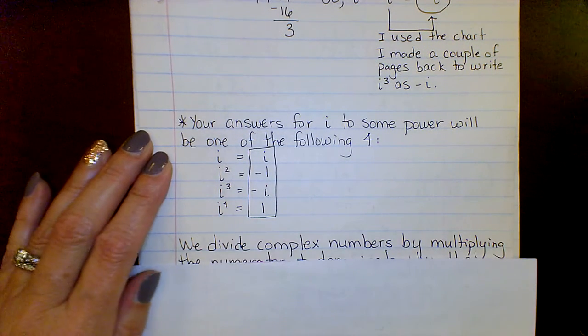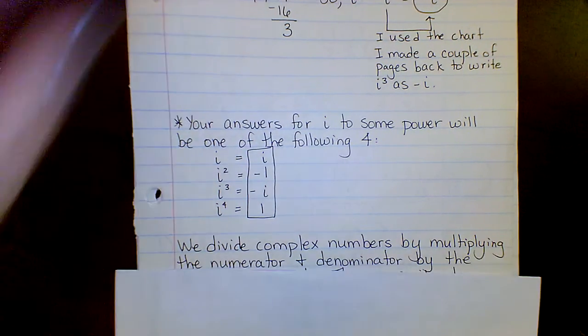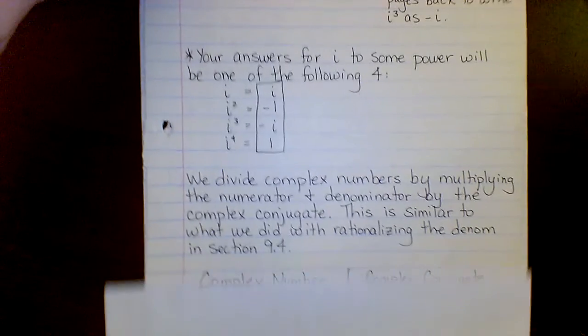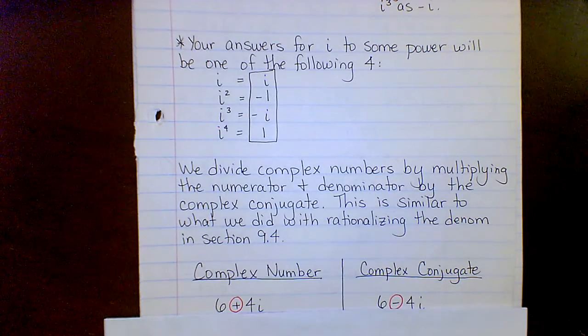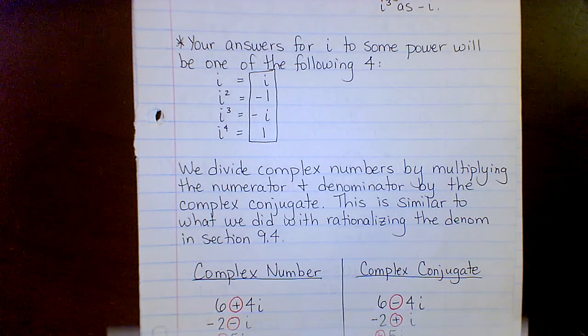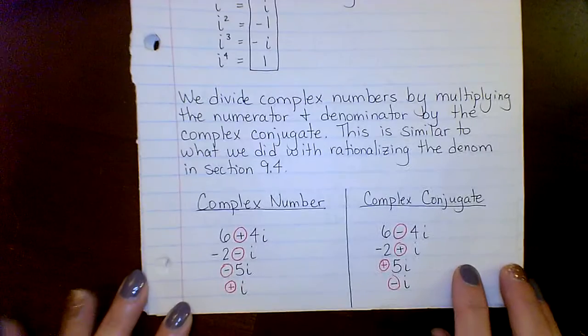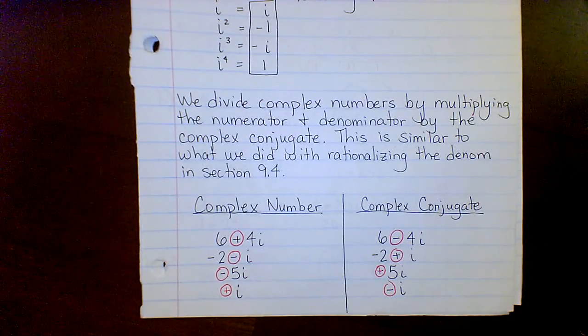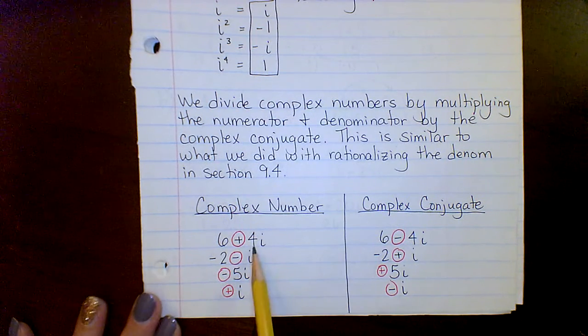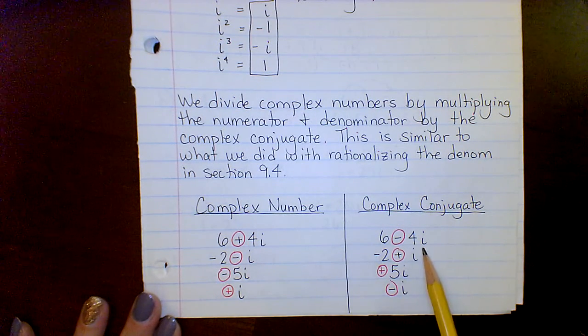Okay, last up is division. We divide complex numbers by multiplying the numerator and the denominator by the complex conjugate. This is similar to what we did when we rationalized denominators back in section 9.4. The conjugate changes the sign on the imaginary part. So we have this complex number, and then we have the conjugate. Notice that the sign on the imaginary part is what changes.